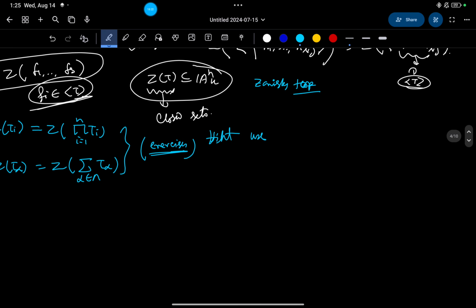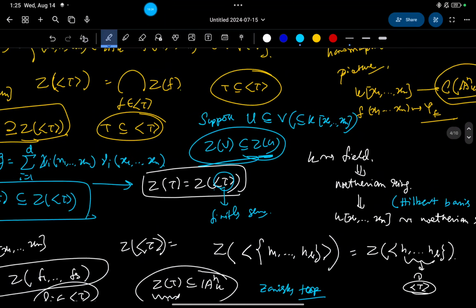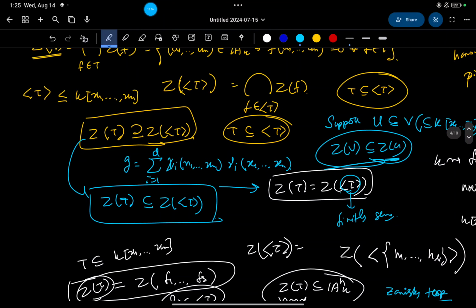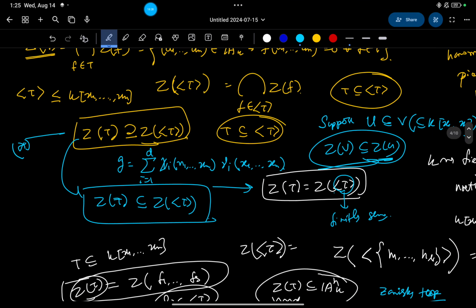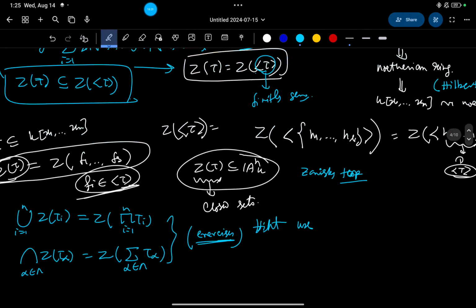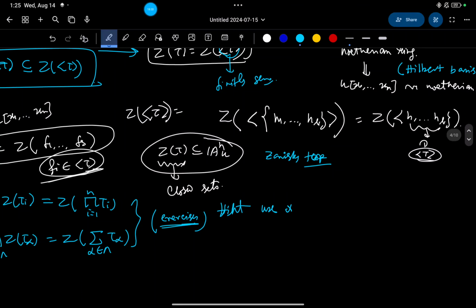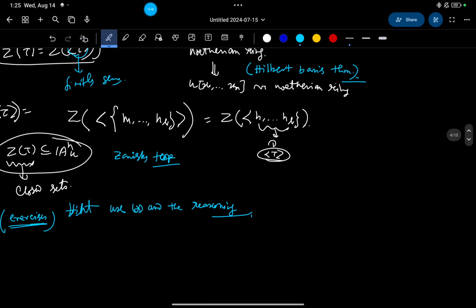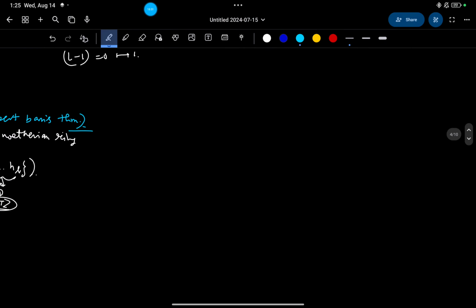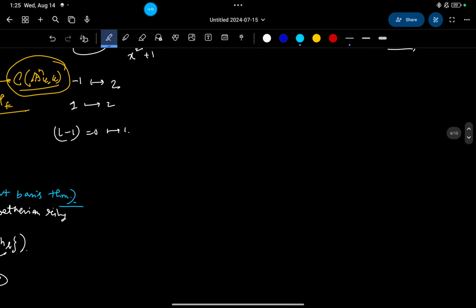Hint: just use this one, like how we have proved this one. Use the ideal and the reasoning. Okay, it is very easy to check. All right, it's very ground level work, so just try by yourself.